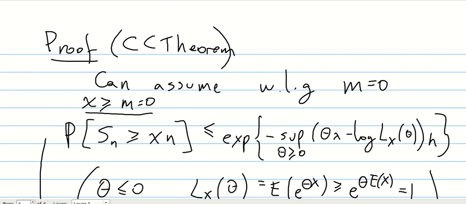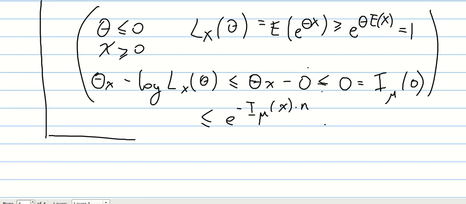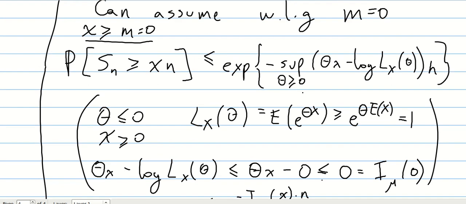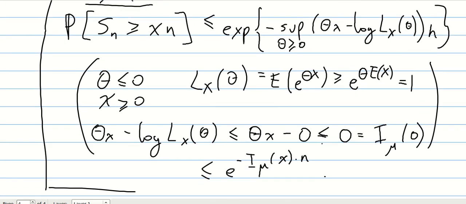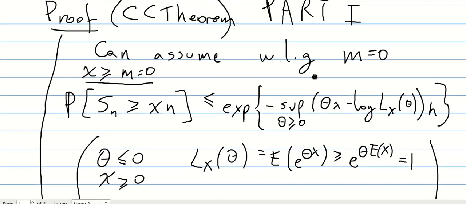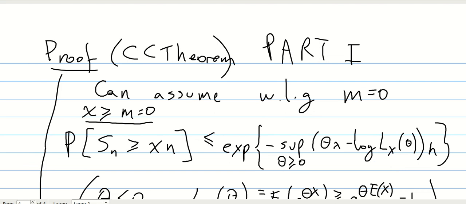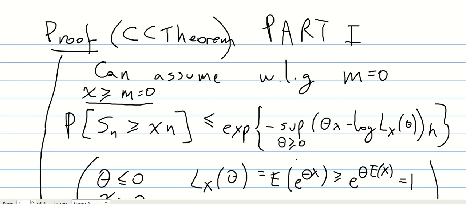So this finished the proof of the first part of Cramer's theorem, and it looks like what we did in the first class. We're just optimizing over theta and doing some observations about how we optimize over theta. But this is going to become very surprising when we see the second part of the theorem, where we try to prove an inequality in the other direction. So that's going to be a very nice part.